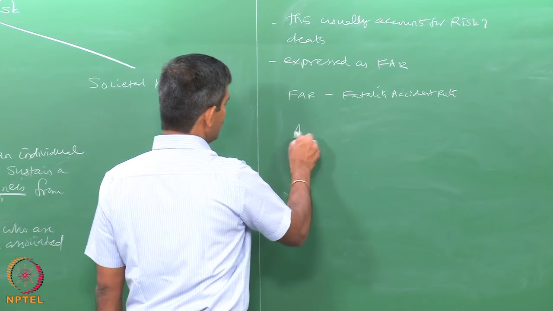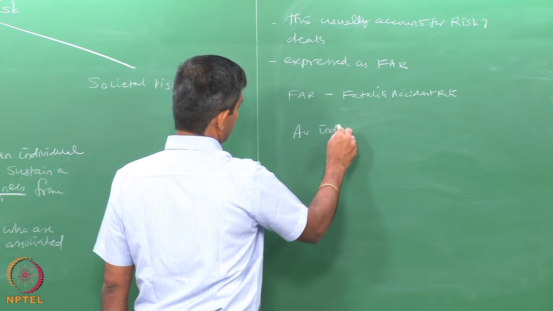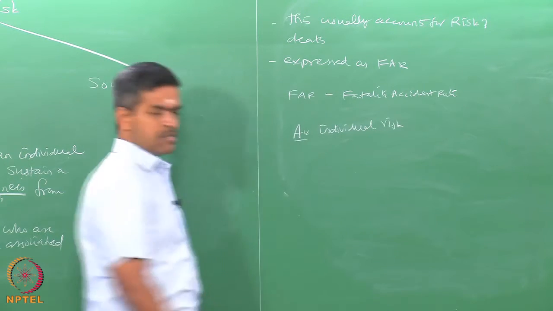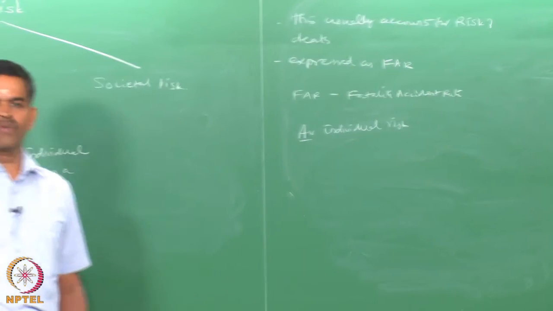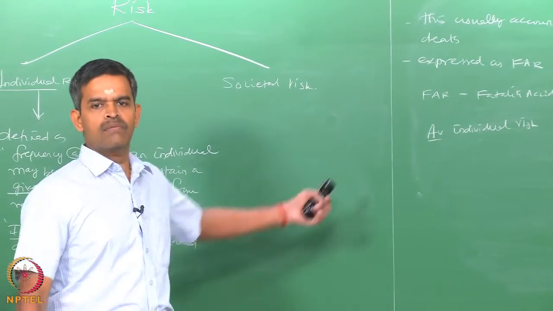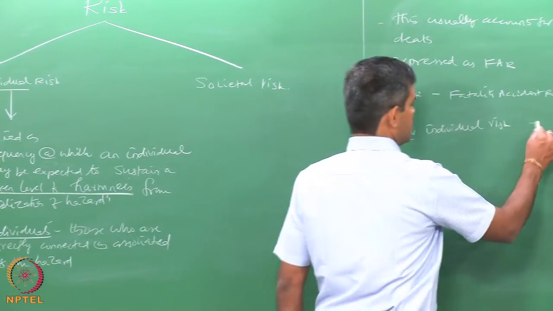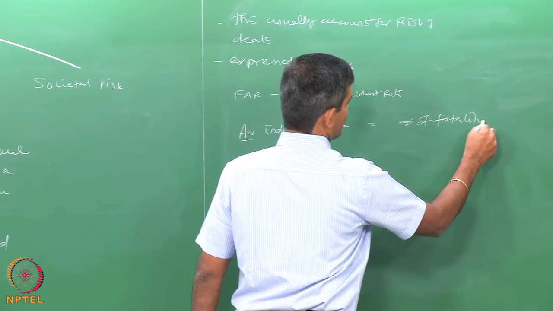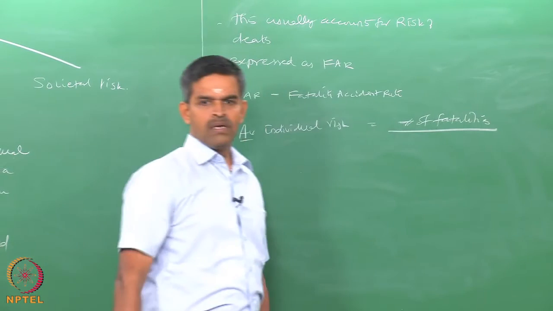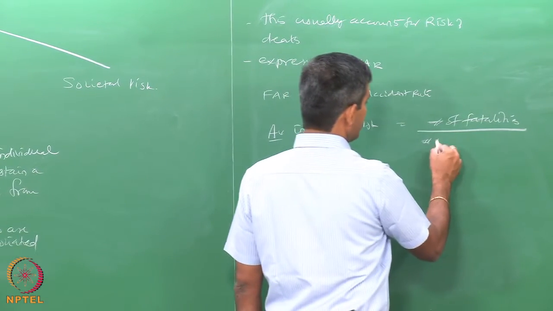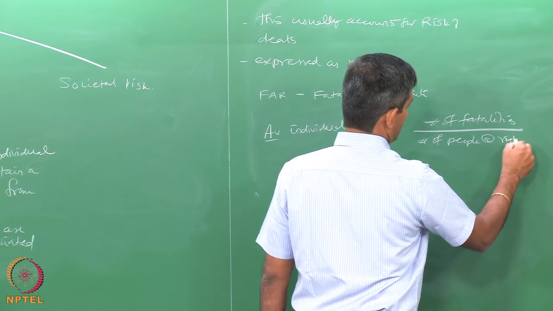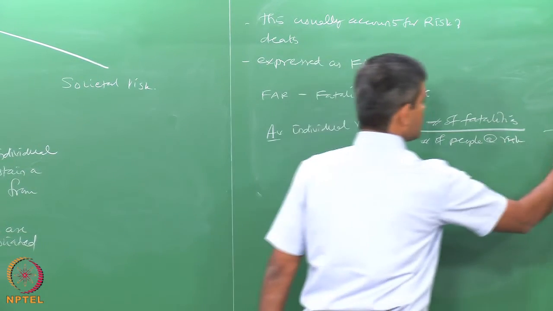So, the average individual risk. Why am I saying average? Because when the number of events are accounted for over a large period, then I have to average this. It is actually the number of fatalities divided by the number of people at risk. Let us see this equation.